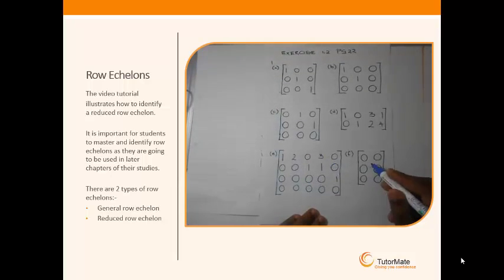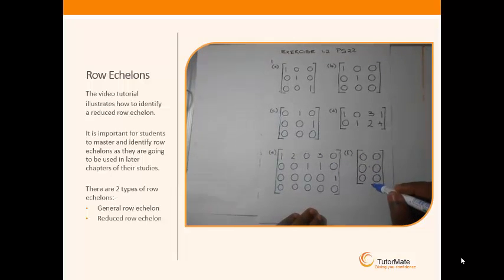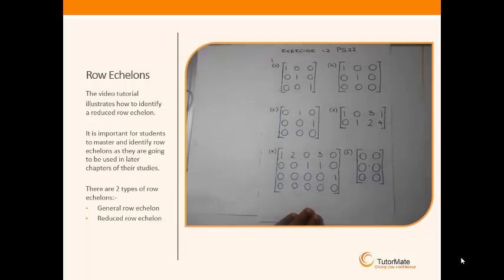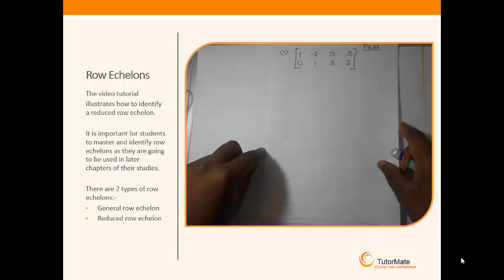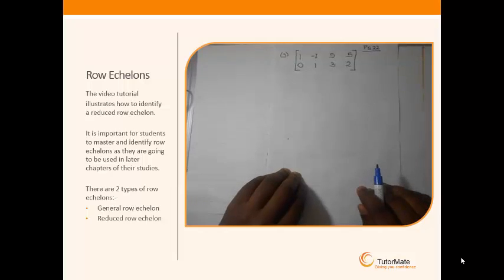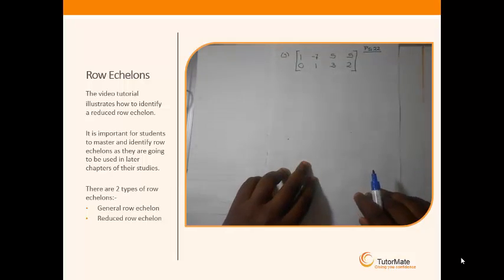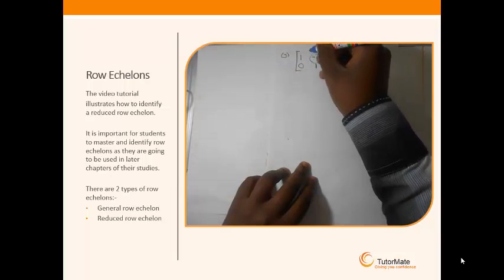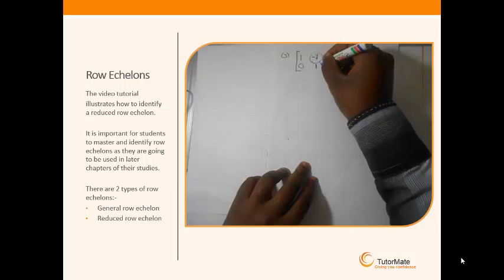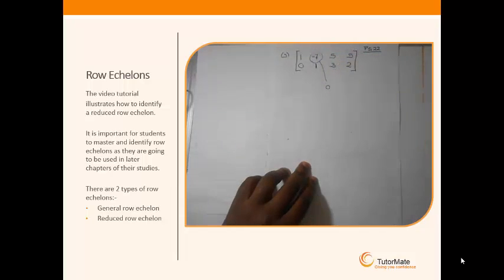Then the last one, F, which is not necessarily the last one, F is also in reduced row echelon form, due to the fact that it consists entirely of zeros. Then the last one, G, which is on page 22, is not in reduced row echelon form. It's merely from the fact that below this leading one, there is a minus 7 here. There are supposed to be zeros above or below the leading ones. So this is just in echelon form.